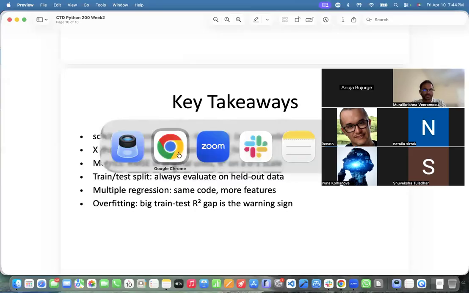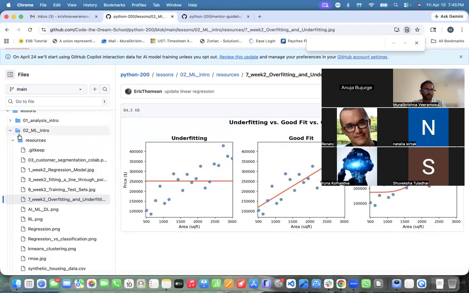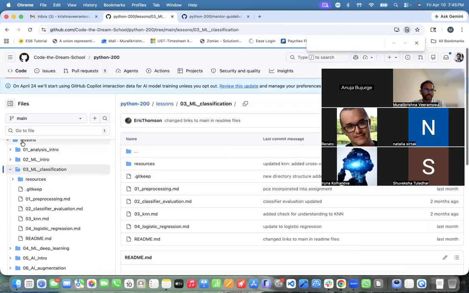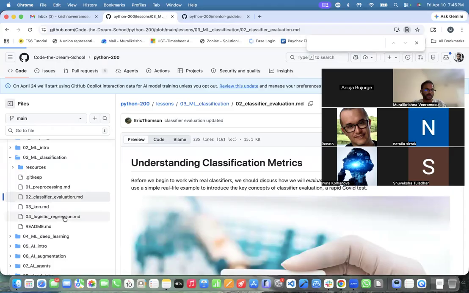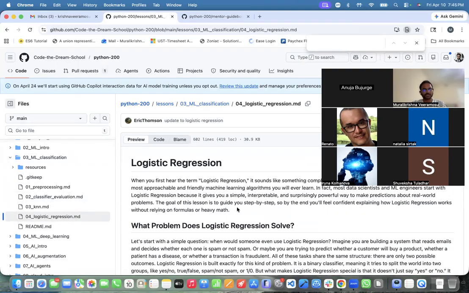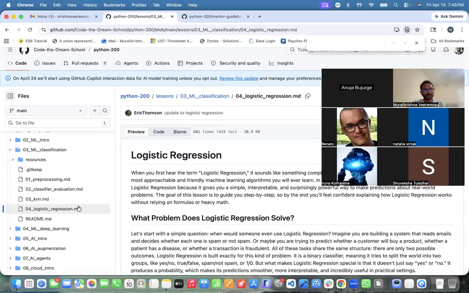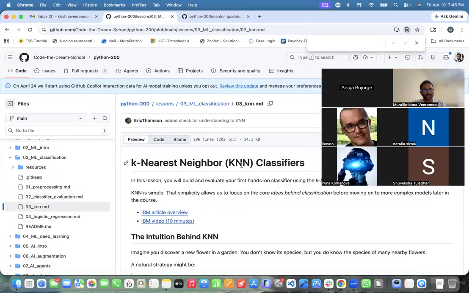That's all for today. In the next lesson, we talk more about classification. We talked in this lesson about linear regression. And the next lesson, we talk about classification. And then logistic regression is a technique within classification. And then there is a KNN classifier. It's a K nearest neighbor classifier. So we look at these topics in the next session.